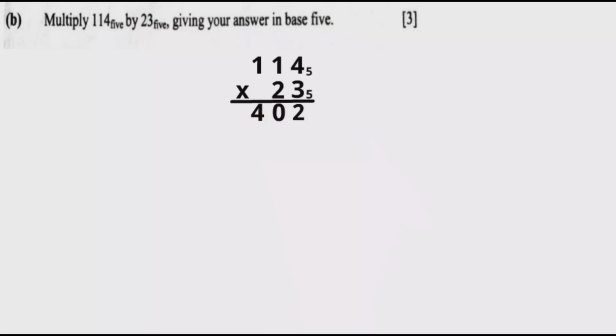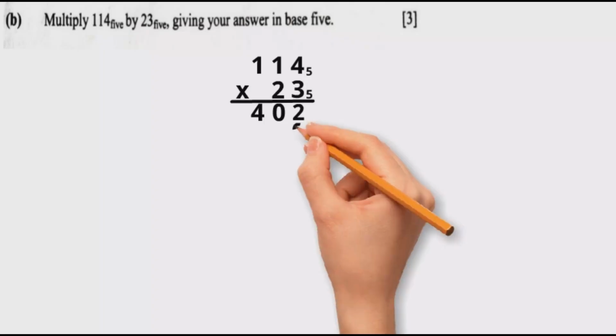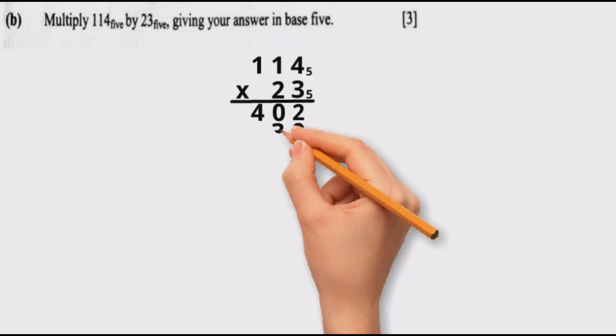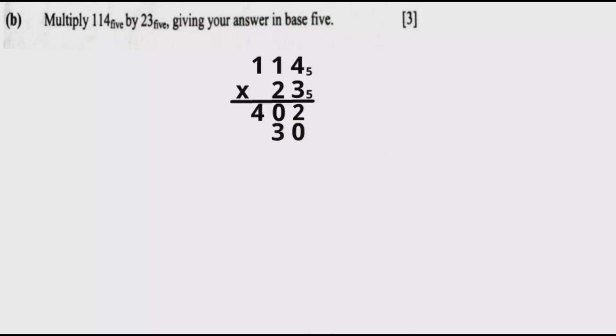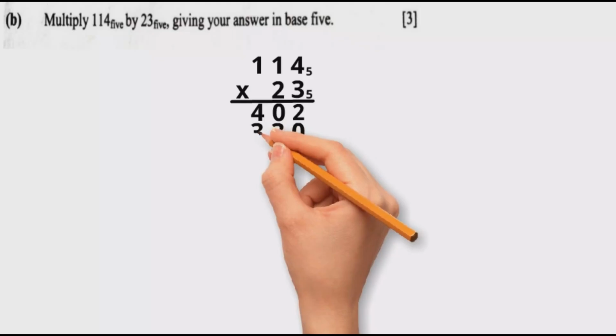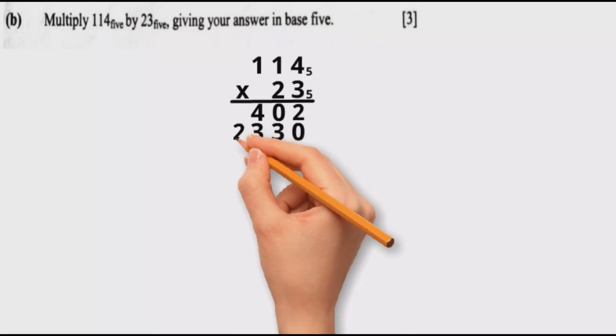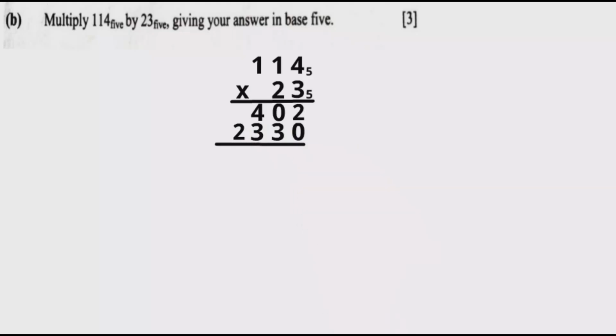Then we start with 0 again here, write 0. Then we say 2 multiplied by 4 to be 8. 5 into 8 goes 1 time, remainder 3. We write 3 here. Then we say 2 multiplied by 1 to be 2, plus 1, it will be 3. Then we say 2 multiplied by 1 to be 2. We write 2 here. Then we put a line here, then we add.